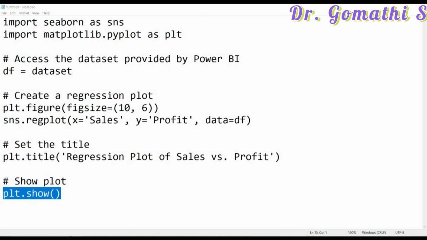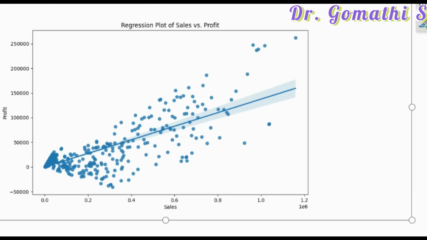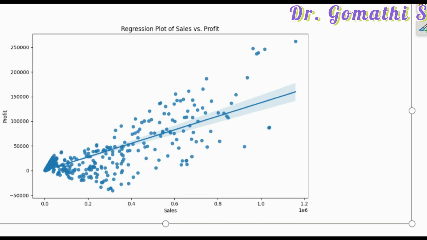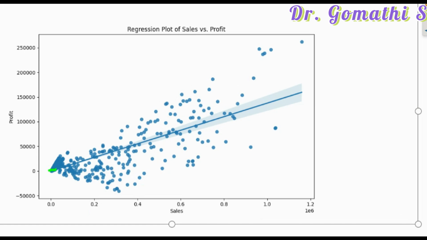Now let us understand the inference of the image. The plot displays a scatter of data points with a regression line. You can see here that this is the regression line, running through them. The line represents the best linear fit to the data, indicating the relationship between sales and profit. The upward slope of the line suggests a positive linear relationship between sales and profit, meaning that as sales increase, profit tends to increase as well.